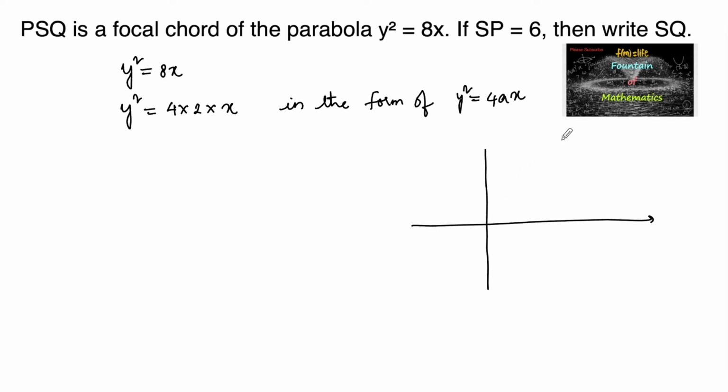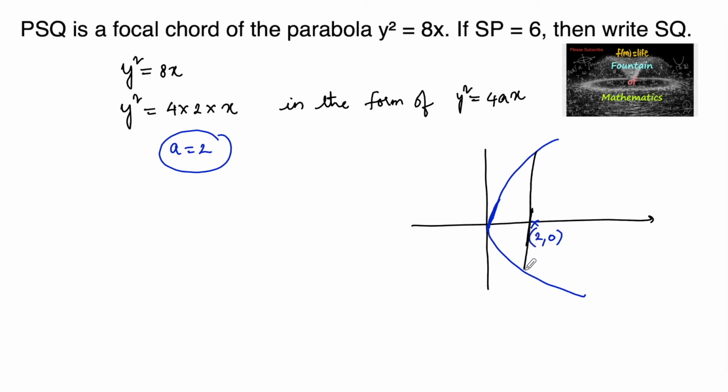So one of the standard forms of parabola. So you can take the parabola whose vertex is origin and its focus is A comma 0. So here for this parabola A is equal to 2. So 2 comma 0 is the focus, and PSQ is a focal chord, a chord which is passing through the focus. Say S is the focus and PSQ.